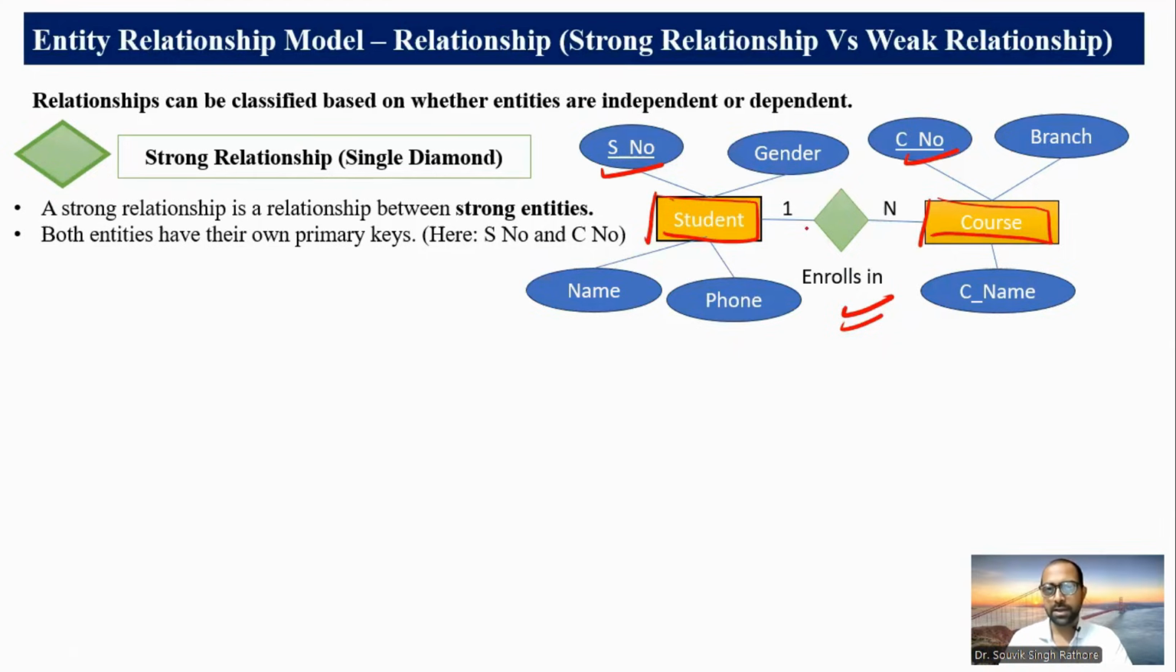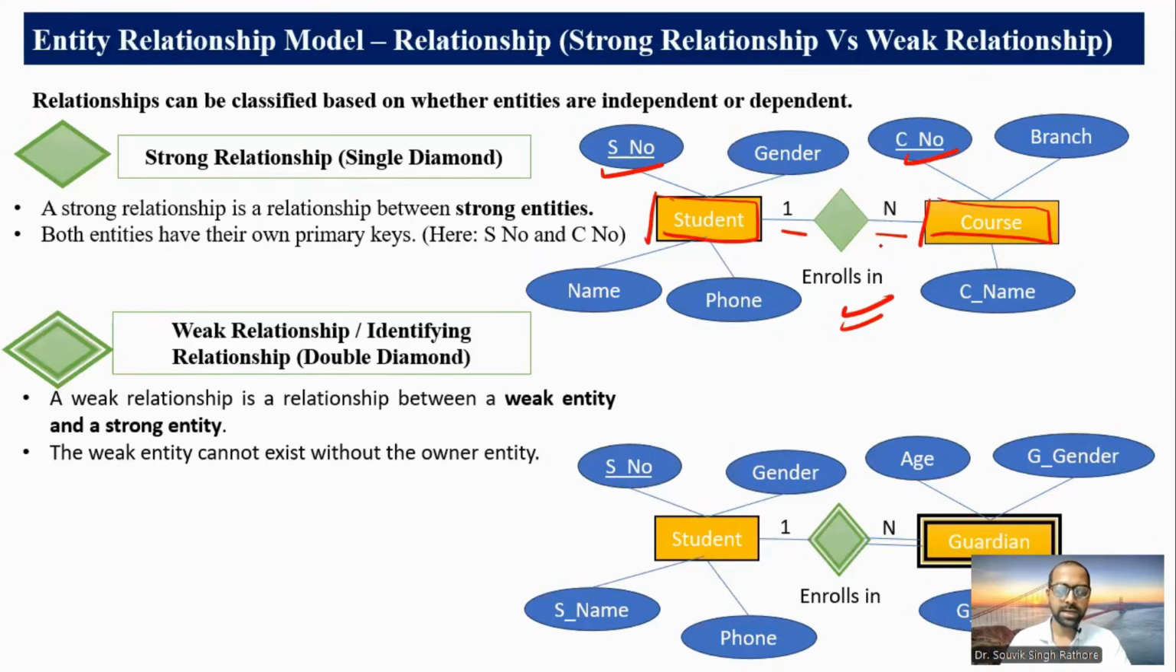Here you can see 1 and n. These are called the cardinalities. One student can enroll in multiple courses and each course can have only one student enrolled. We will study cardinality in the next lecture, but the important point in this lecture is that both the entity types have independent identities and different primary keys. Next, we move to the weak relationship. It is also called the identifying relationship.